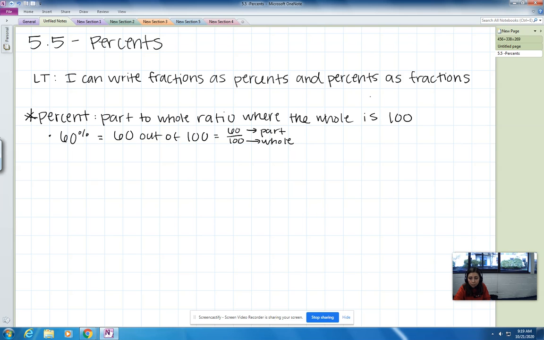But sometimes a test might not actually be out of 100 points. It might only be out of 10, 12, 15 points. But we can still convert that to a percent, and that's what we're going to talk about first. We're going to talk about converting fractions to percents.